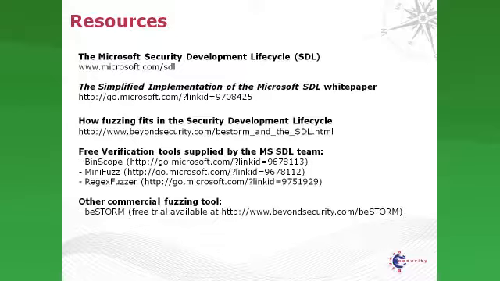There are also commercial tools that do that, and one of them is bstorm. bstorm has a free trial version available on our website, and you can go and download it and try to do a little bit of network fuzzing and file fuzzing and see how that affects your application. As I said, the most important thing is to integrate that into your application development lifecycle.